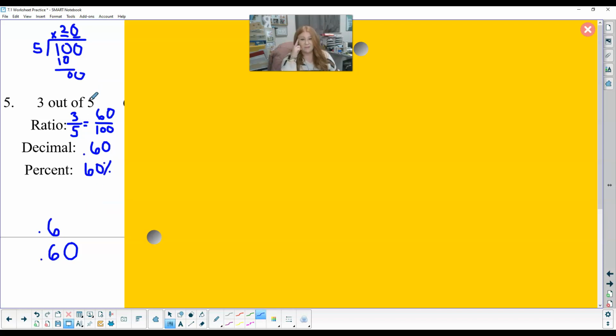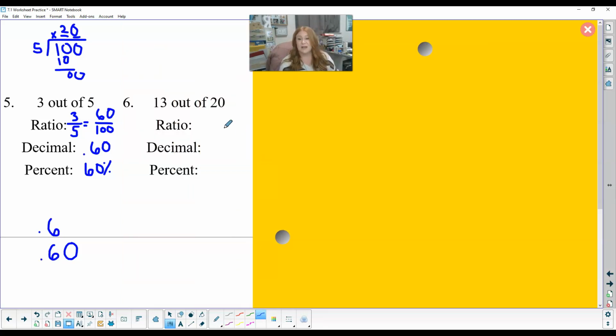So something I know about fifths is every time I have a fifth, it actually equals 0.2. So 20, let me use my other hand, I'm not going to have enough fingers, 20, 40, 60, 80, 100. Each of those stands for 20%. So if I have 3 of those, 20, 40, 60. So fifths is one I've just learned to memorize.